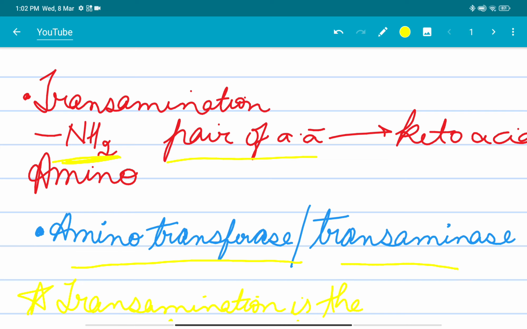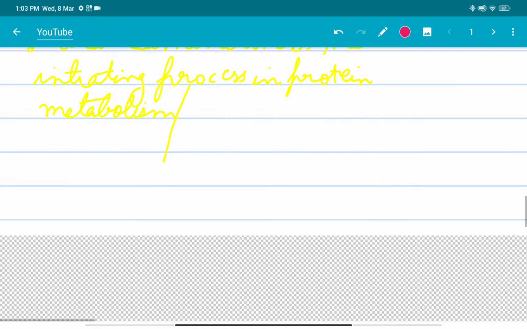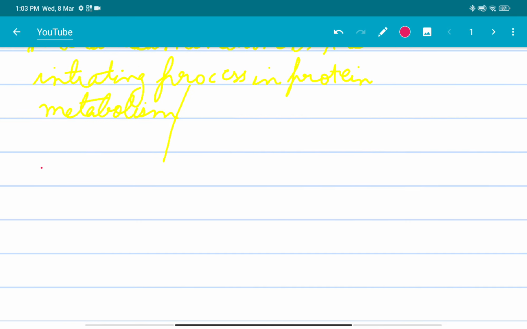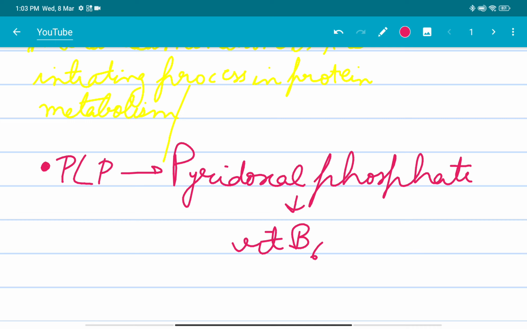These enzymes require the coenzyme called PLP. We will talk about it in detail. What is PLP? PLP is a coenzyme which is derived from vitamin B6. So what is the full form of PLP? It holds the full form pyridoxal phosphate. Pyridoxal phosphate is a coenzyme which is derived from vitamin B6 and is required by the enzyme transaminase.